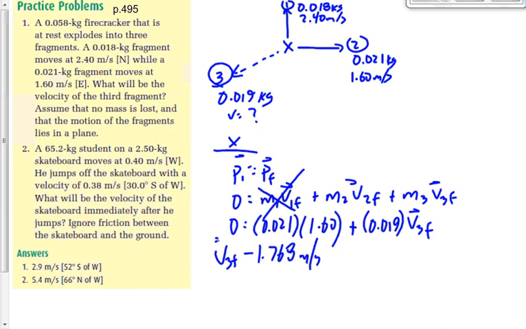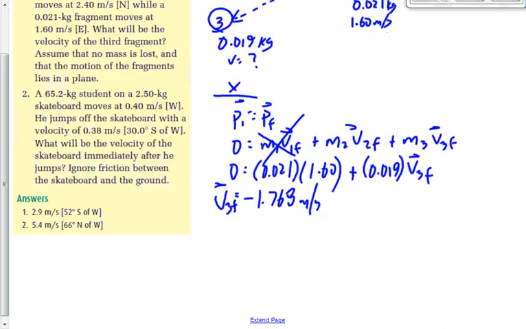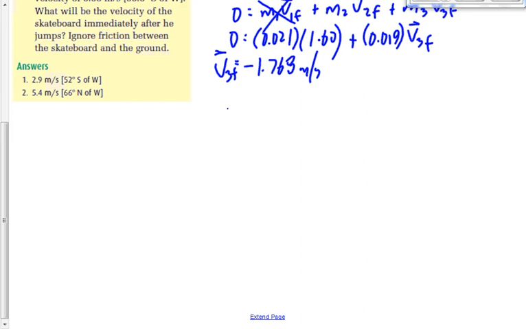What have I just found? It's not my final answer. What have I just found? What does this mean, this 1.768? Yeah, it's this, right? It's the x component of the velocity of the third object. Okay, that's part of what I want, but not all of it. So I've got to do a little bit more work here. Let's go to the y components.